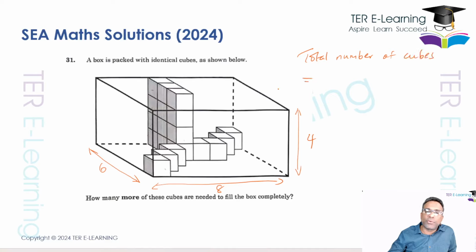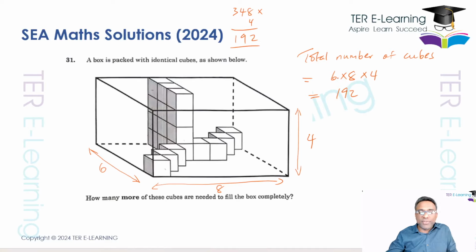is going to be 6 by 8 by 4. So that's 6 8s are 48, so it's 48 by 4. So that's 8 4s are 32, 4 4s are 16, and 3 is 19, so that's 192. So that's the total number of cubes that could fit into this thing here.